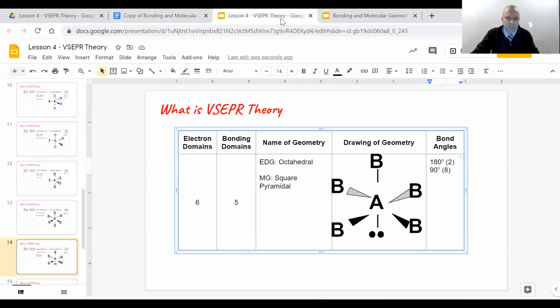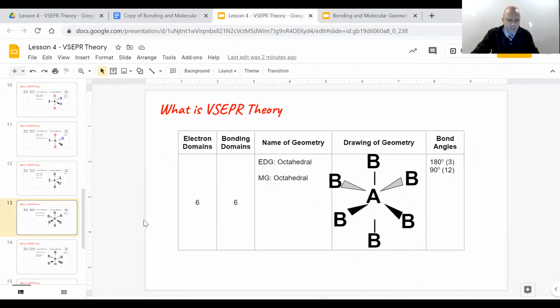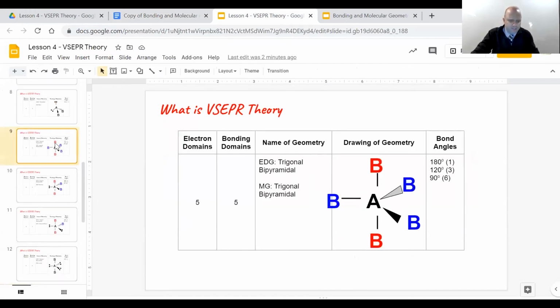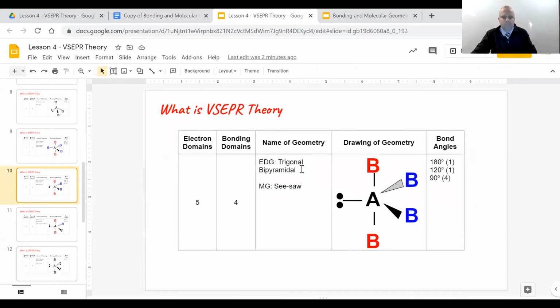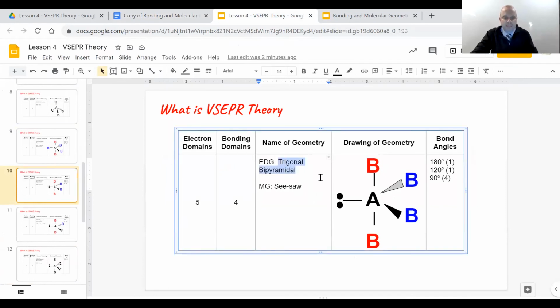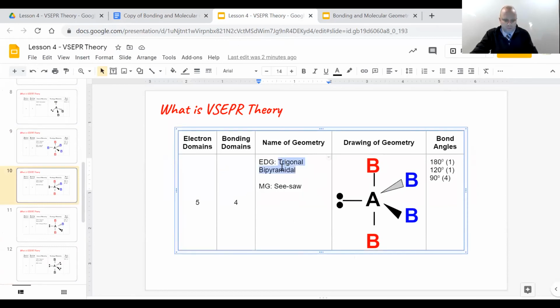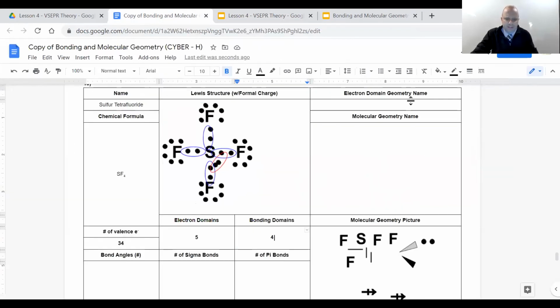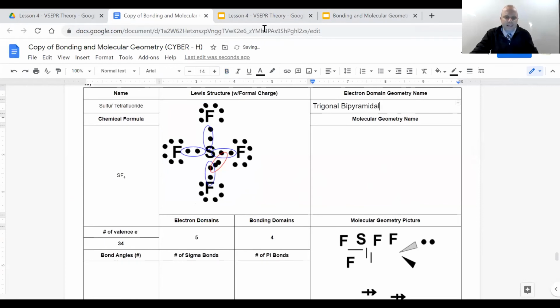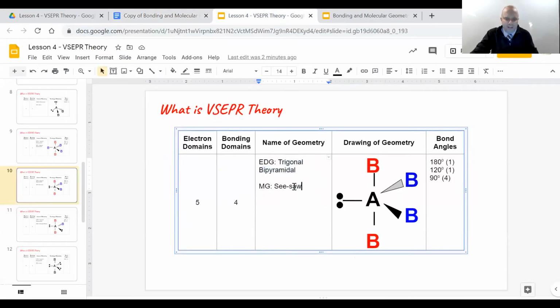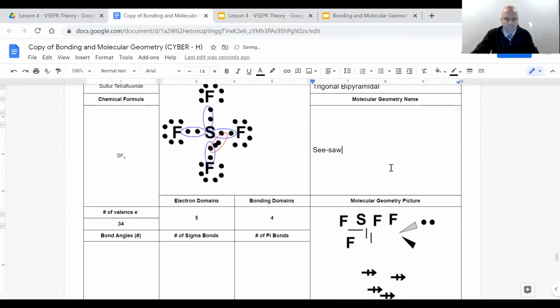So a 5, 4, go to our VSEPR theory guide, scroll up till we hit 5, 4, here we are. So the name of the electron domain geometry is trigonal bipyramidal. So control copy that. Paste that right up there. And then this is our seesaw example. So we can put that in right there.